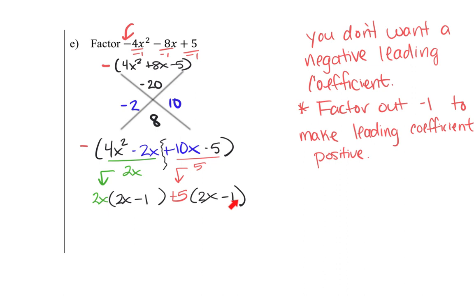And now we rewrite our factors. Just don't forget that we factored out the negative in the front. So that's going to come to the very front. Our first binomial factor is going to contain the two numbers that we factored out of our groups, so 2x and 5. And then our second factor is the one that was in common. So this would be your final answer.